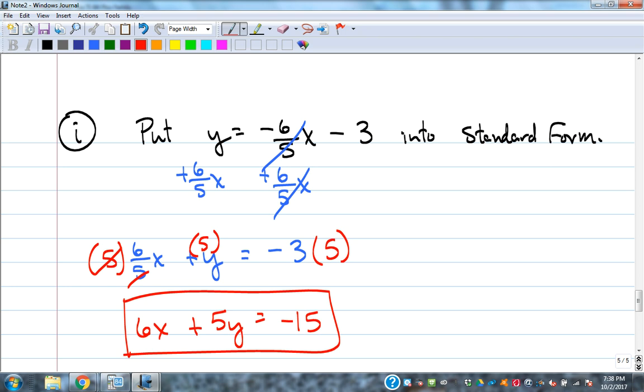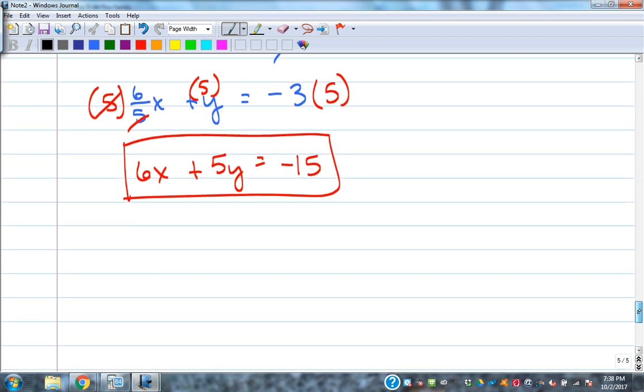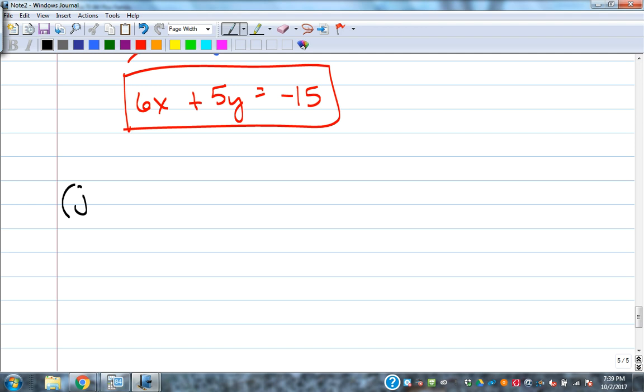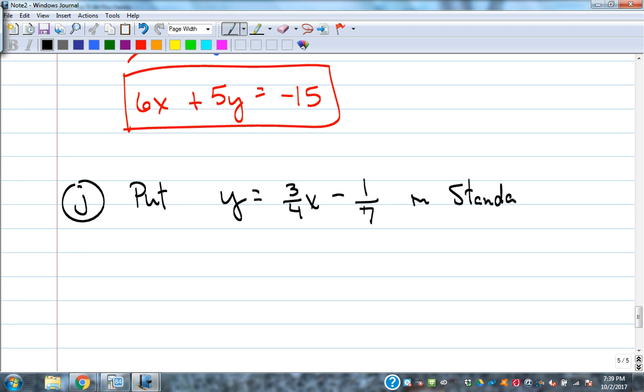We'll do one more of these before we move on to actually doing the whole shooting match. Let's put y equals 3/4 x minus 1/7 in standard form. This is the hardest one to get in standard form. We'll put that in standard form. What would be our first step?